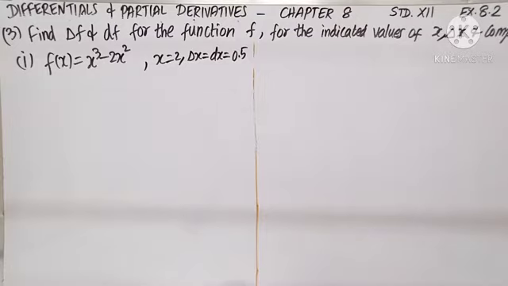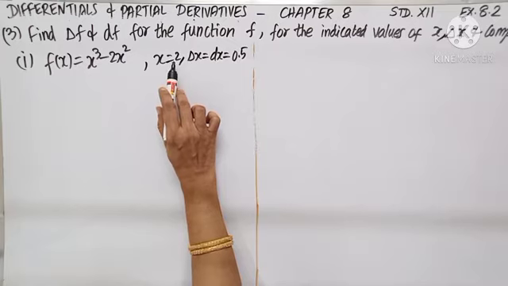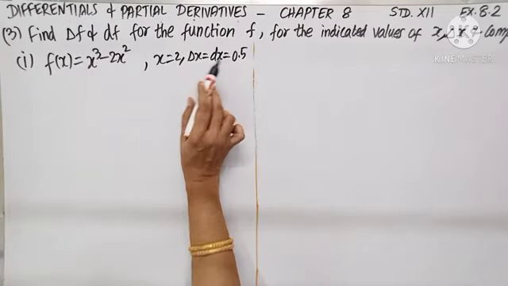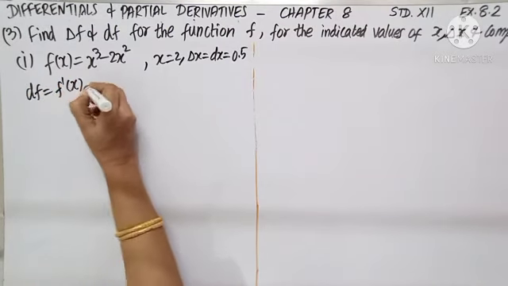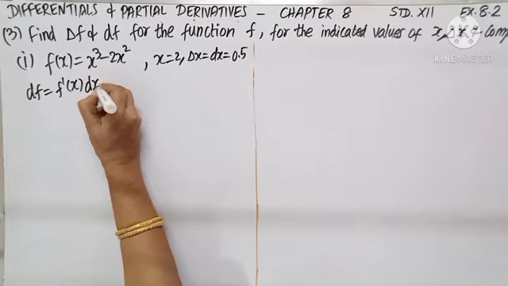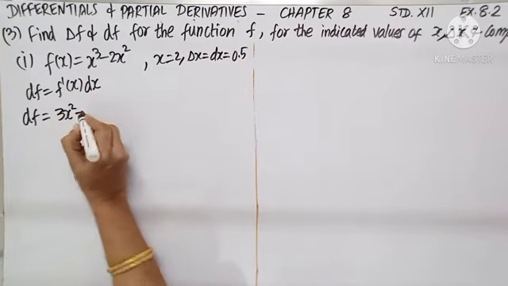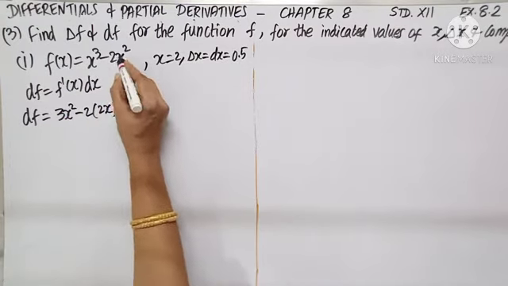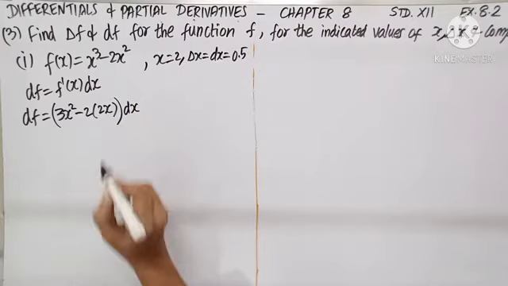Question number 3. Find del f and df for the function f for the indicated values of x and del x, and compare. f of x equals x cube minus 2x square, given x is 2, del x or dx is 0.5. What is df? The formula is f dash of x into dx. df equals, differentiate, 3x square minus 2 into 2x. X square becomes 2x, x cube becomes 3x square, the whole thing into dx.